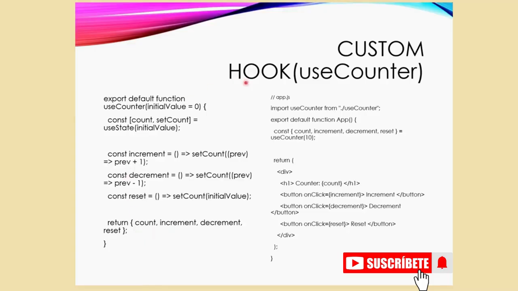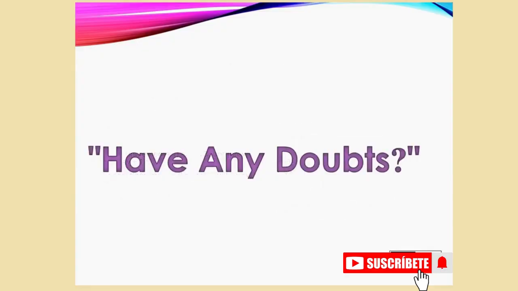Here import useCounter in the default App function. We call it with our value 10. Count value, increment button, decrement button and a third reset button. Here it is showing; you can understand these things. Okay. Have any doubt? You can comment.